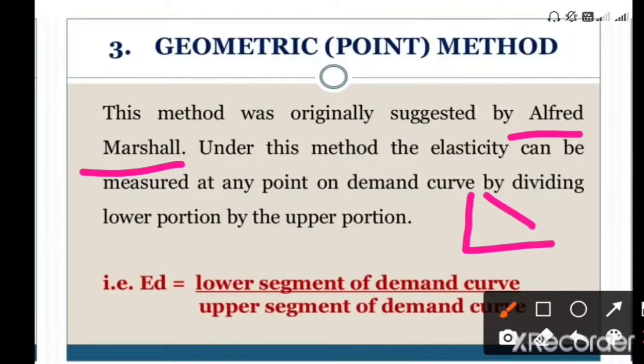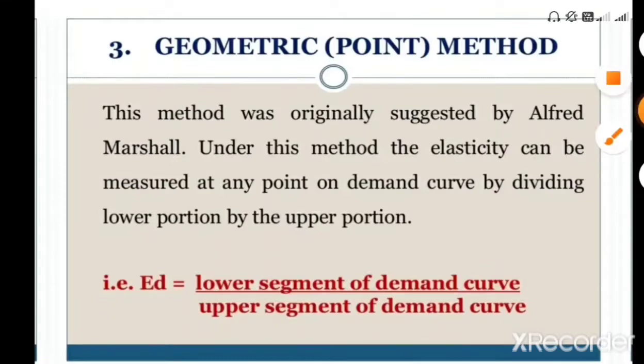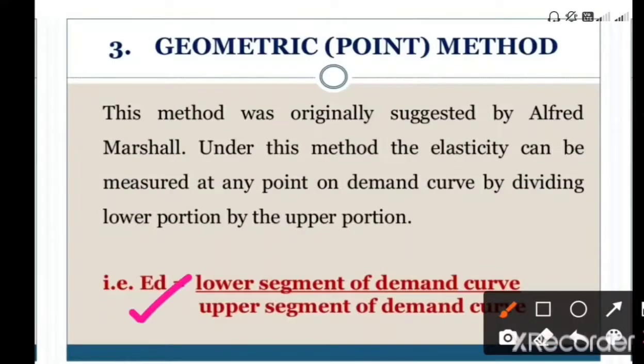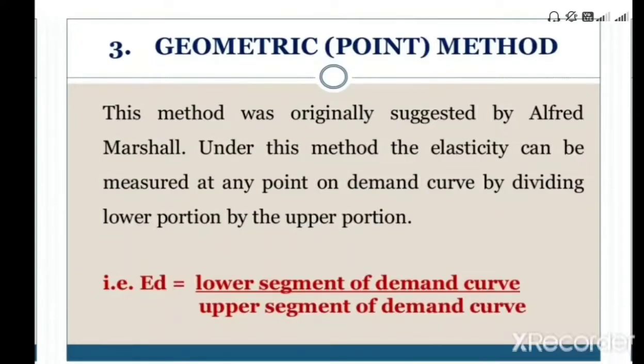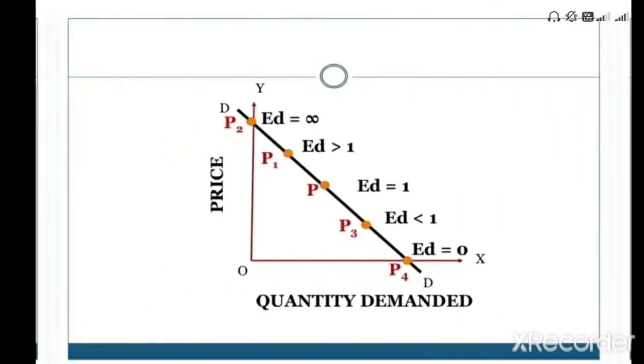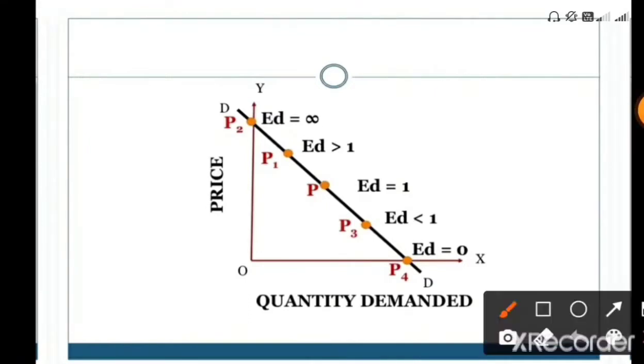If you want to calculate elasticity of demand, we have to divide this lower part by the upper part. We'll see how to divide. First just remember this formula: elasticity of demand is the lower segment of the curve divided by the upper segment of the curve. We'll see how this formula works in this graph. Students, this is your demand graph, a negative slope straight line. If you want to calculate elasticity of demand at this point, you have to divide the lower segment by the upper segment.